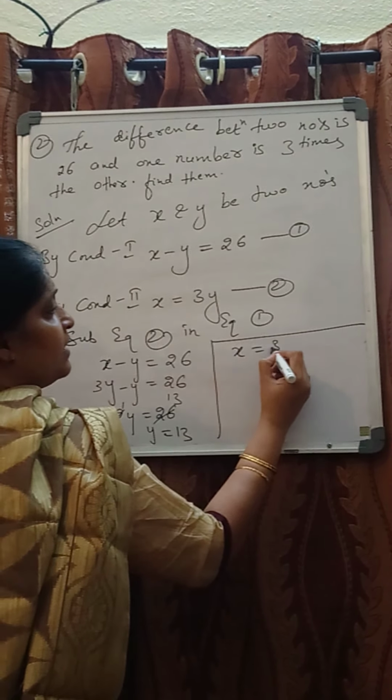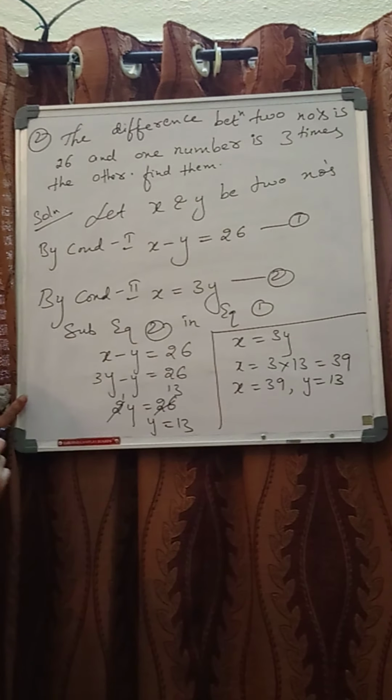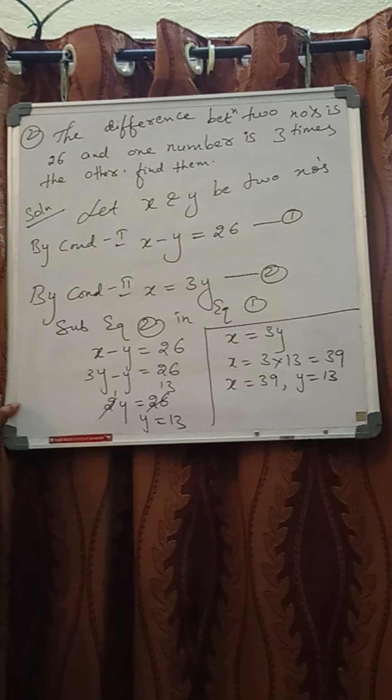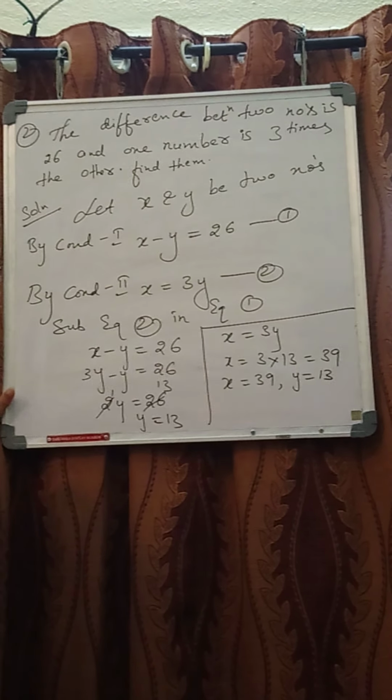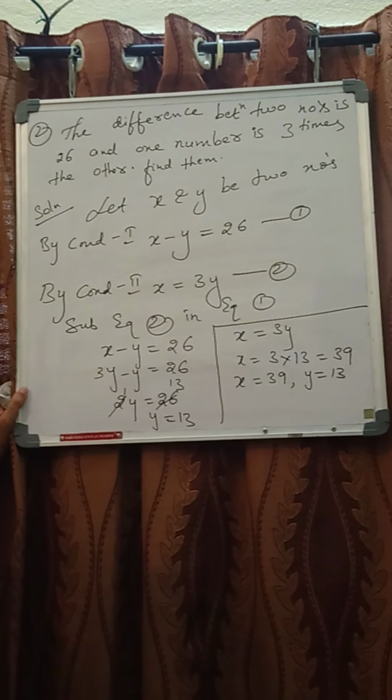So we got x equal to 39, y equal to 13, children. Yes. Now we got the two numbers. He asked us to find the numbers. What are the numbers we got? We got the numbers as 39 and 13.